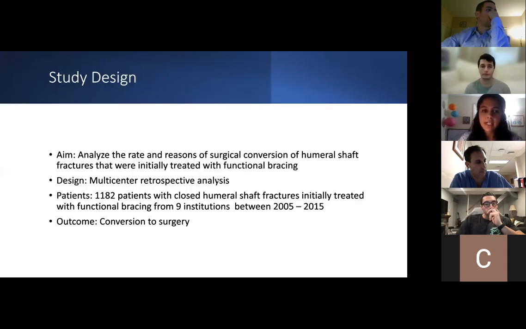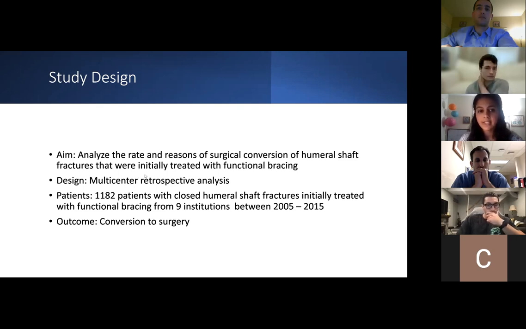So the study design was a multi-center retrospective analysis that included 1,182 patients from 9 different institutions from 2005 to 2015 that had closed humeral shaft fractures that were initially treated with functional bracing. The whole purpose of this study was to analyze the rates as well as the reasons for surgical conversion of humeral shaft fractures that were initially treated with functional bracing. And the outcome that they looked at was whether or not they converted to surgery.